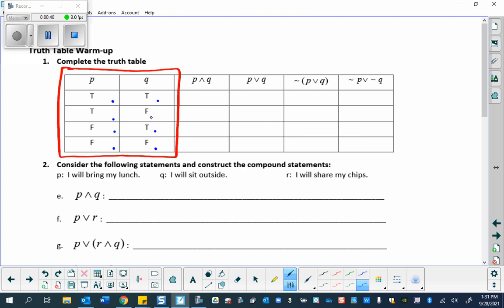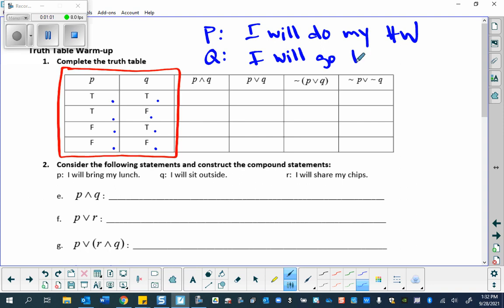And remember, P can be any statement that we want, and Q can be any statement that we want. So P can be, I will do my homework, and Q can be, I will go to practice. With our compound statements, we're either talking about them both being true, them both being false, or 1 and 1. And then we need to talk about those situations.